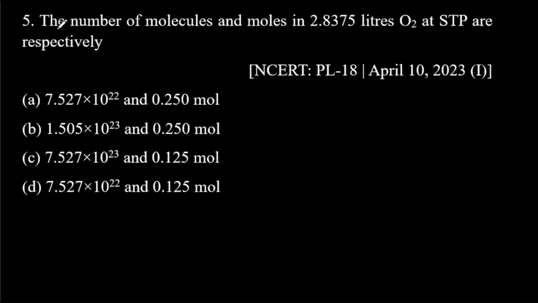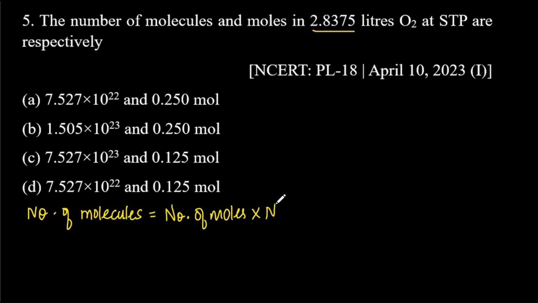The next question is, the number of molecules and moles in 2.837 liters O2 at STP. Here, number of molecules and the number of moles to be found. First, you have to find the number of moles, then only you can find the number of molecules. As we saw in previous question, number of atoms or number of molecules can be found only when we find the number of moles, because the formula of number of molecules is equal to number of moles into Avogadro number. So first we have to find the number of moles.